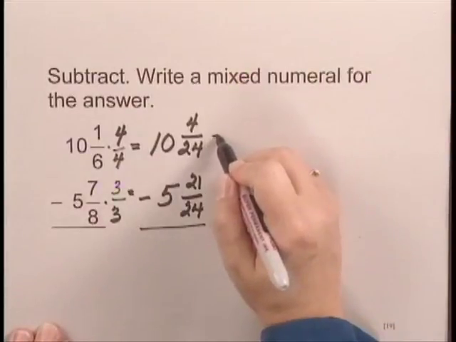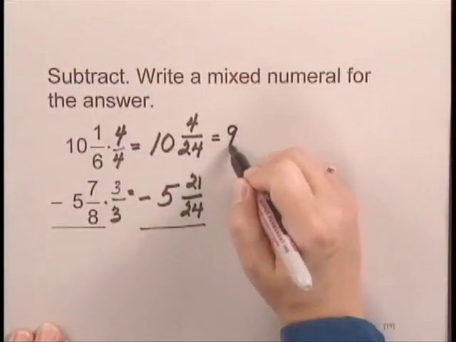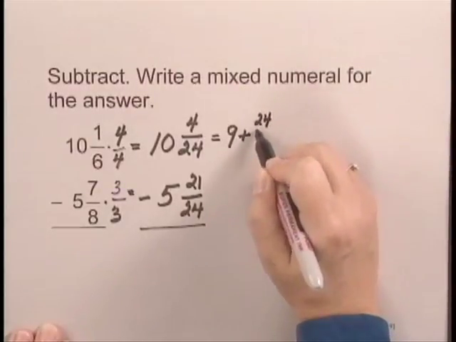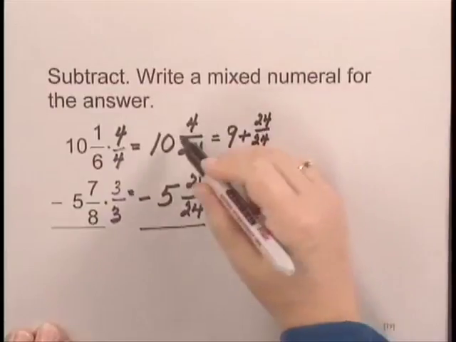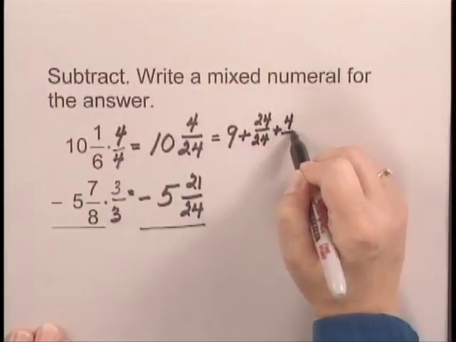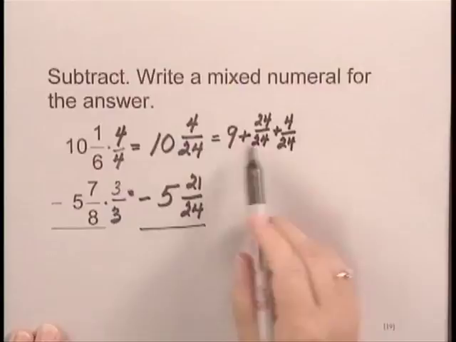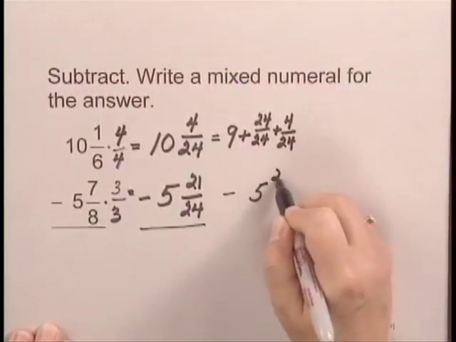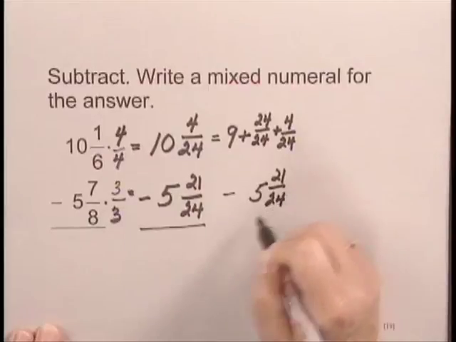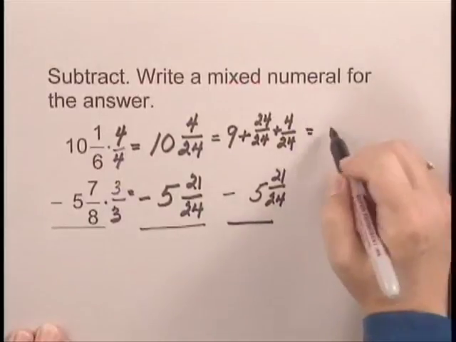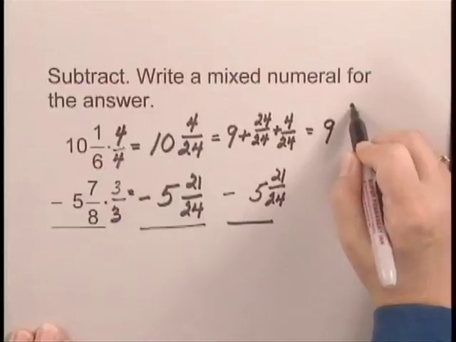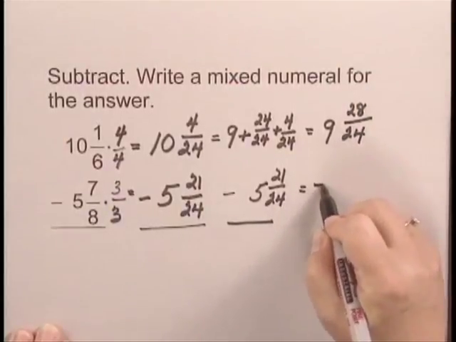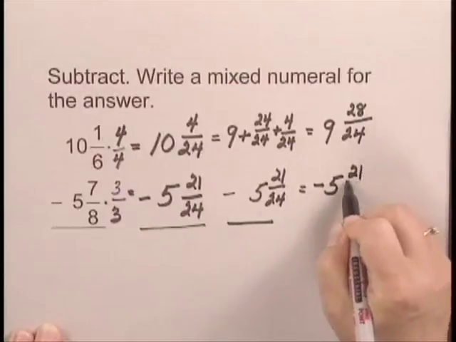We think of 10 as 9 plus 1, or 9 plus 24/24 plus the 4/24. Notice this is still 10 and 4/24. Subtract 5 and 21/24. And that gives us 9 and 28/24 minus 5 and 21/24.